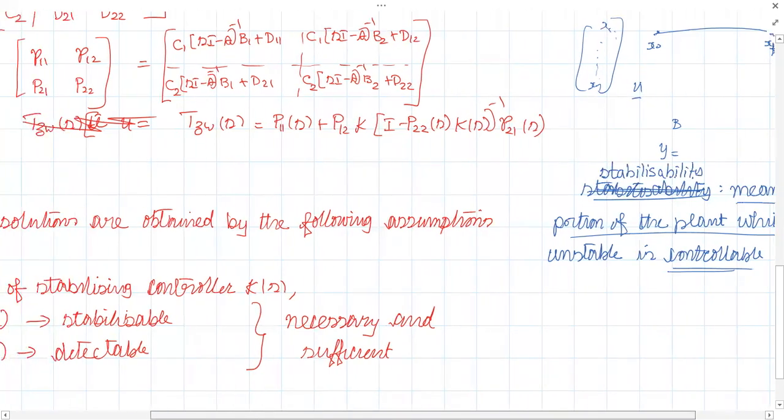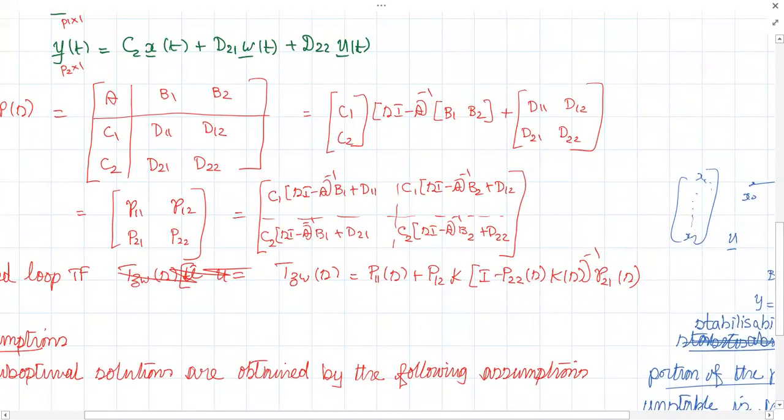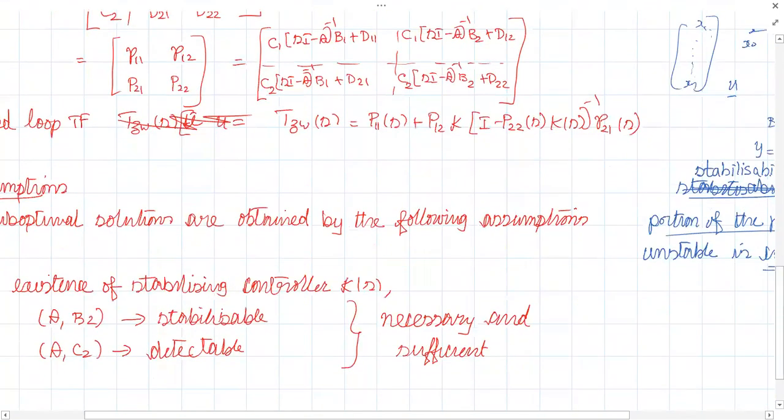Okay, so this is one condition: A and B2. What is A? A is the nominal plant matrix. And B2 is this part of the model. So that pair has to be stabilizable. Now, what do you mean by detectability? What is detectability?